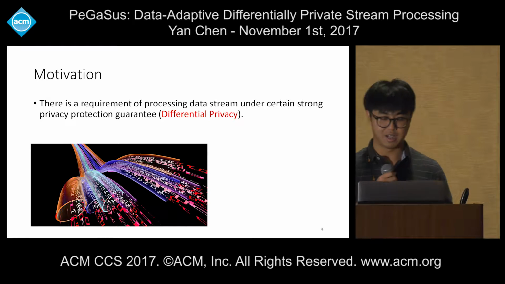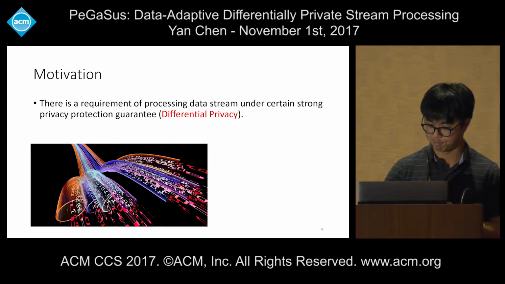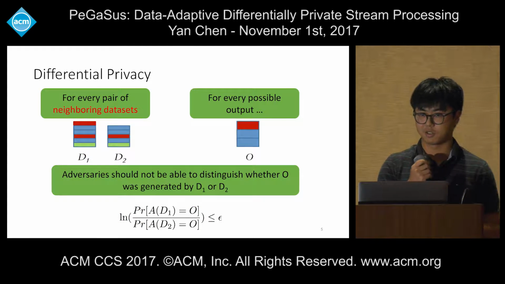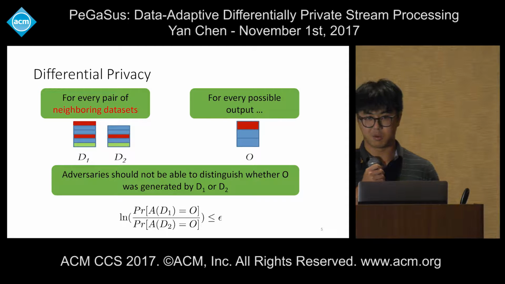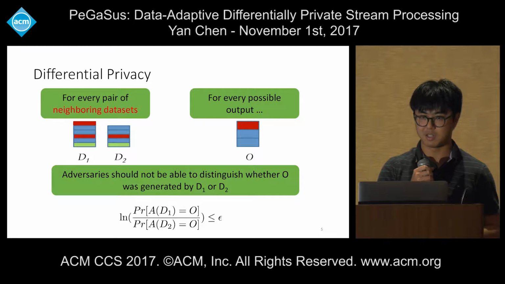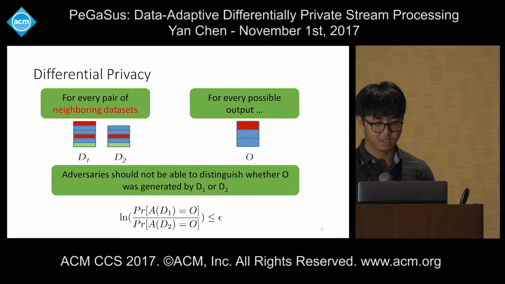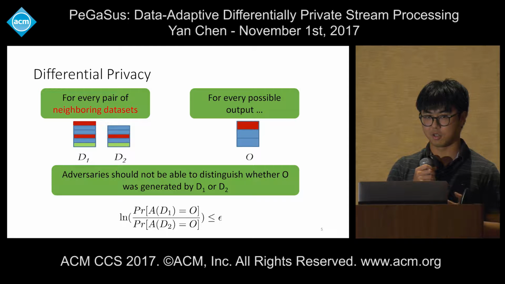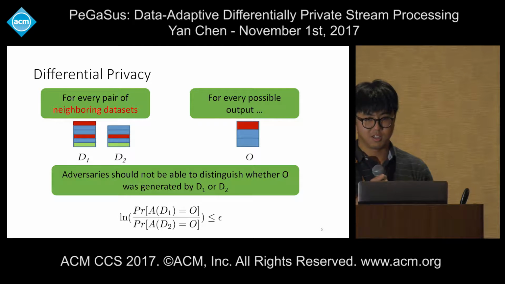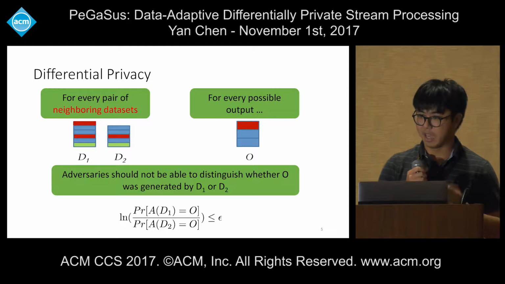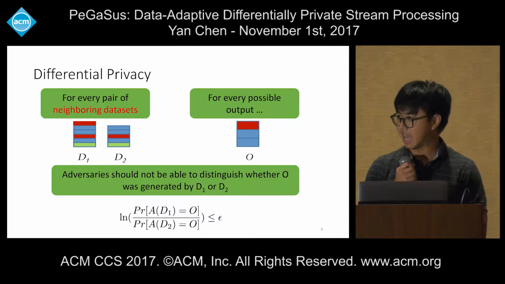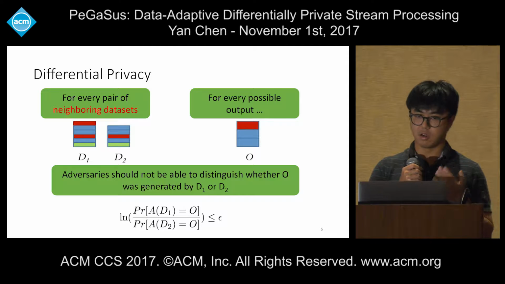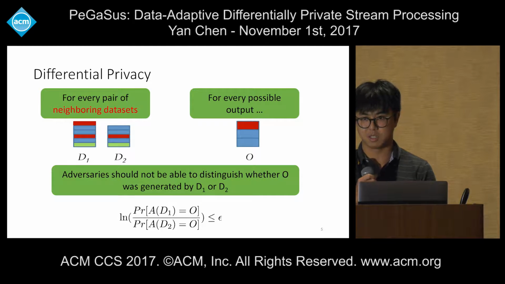And in this work, we apply differential privacy. Differential privacy was proposed about 10 years ago and it became the gold standard privacy definition due to its provable guarantee and good composition properties. Differential privacy defines neighboring datasets as those that differ by the addition or removal of a single record. Then differential privacy guarantees that for every pair of neighboring datasets and every possible output, the adversary who sees the output is unable to tell which one is the input dataset.